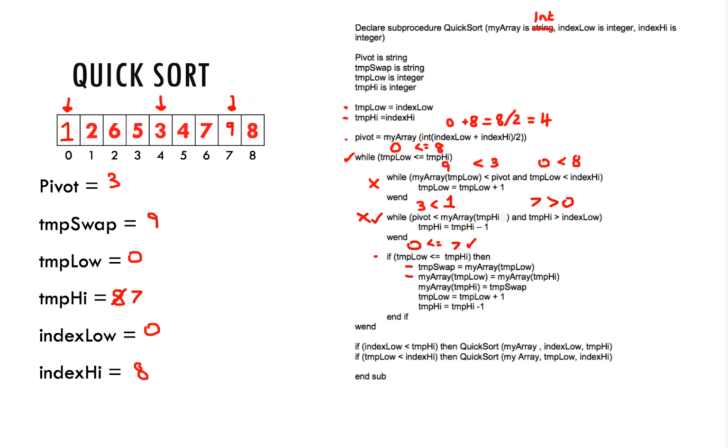And once we've done the swaps in my array, I have to decrement my high pointer and increment my low pointer. So the 2 pointers get closer together in the array.